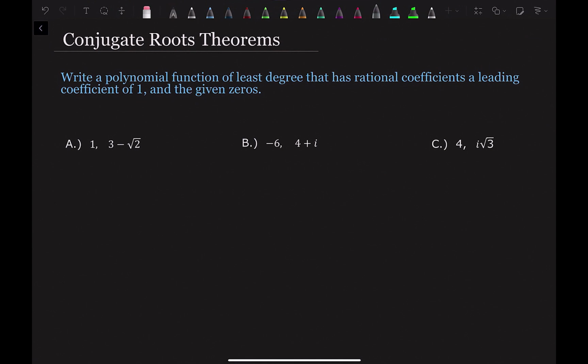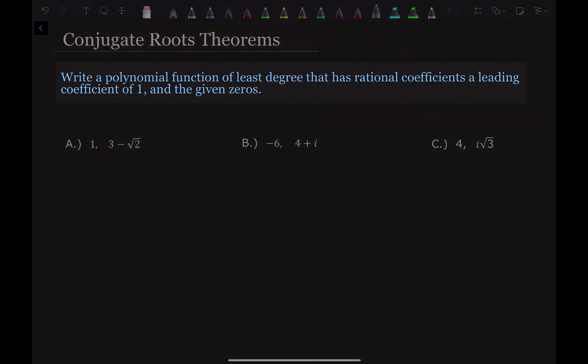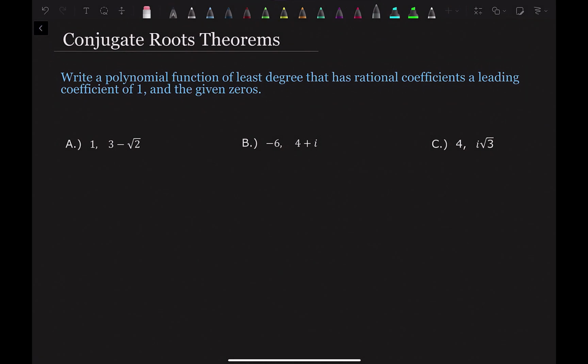The problem on the screen says that we should write a polynomial function of least degree that has rational coefficients, a leading coefficient of 1, and the given zeros. Seems like a lot of constraints, but the one thing that is going to be very important for us is a pair of theorems that we will call the conjugate root theorems.